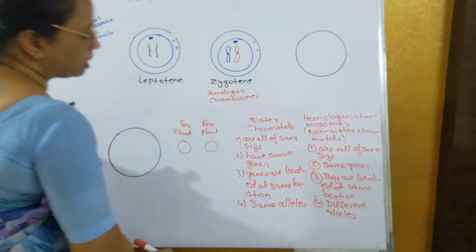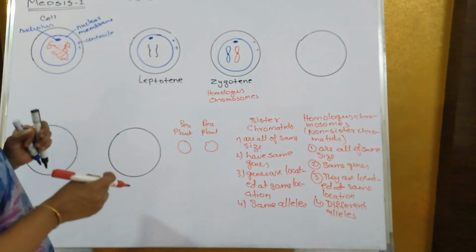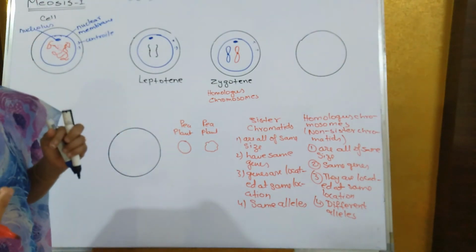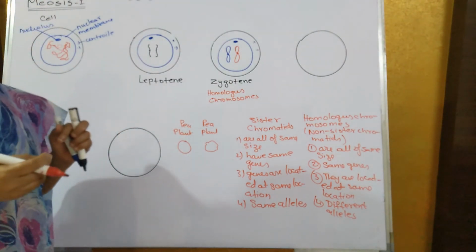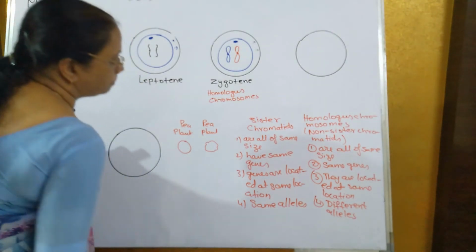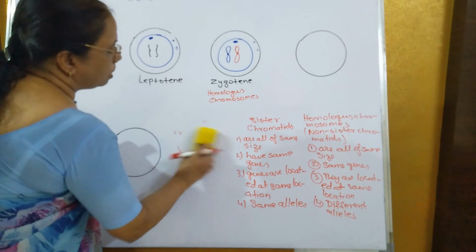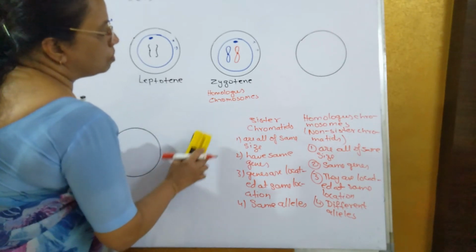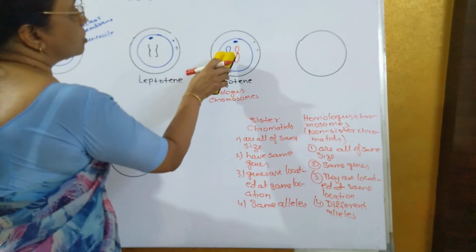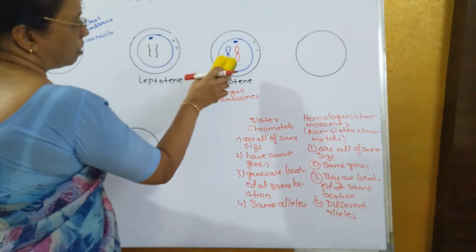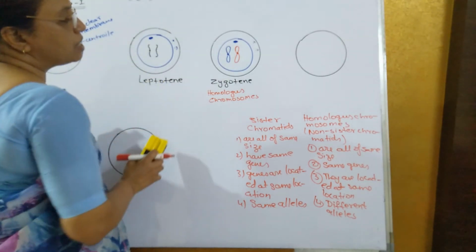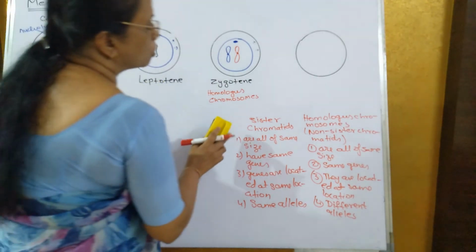Even in human beings, all of us have eyes, nose, hands, legs, everything the same, yet we don't look similar to each other. That is because of the different alleles. So that is the difference between homologous chromosomes or non-sister chromatids and sister chromatids. Since one chromosome comes from the father and the other comes from the mother, they are known as homologous chromosomes.